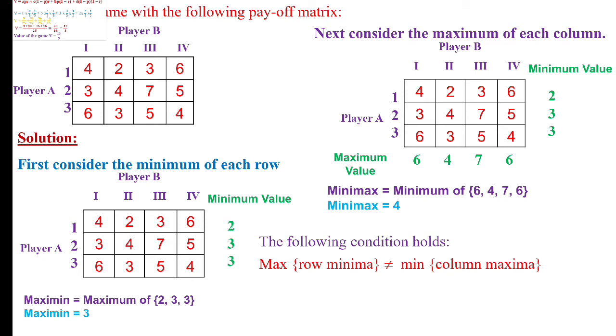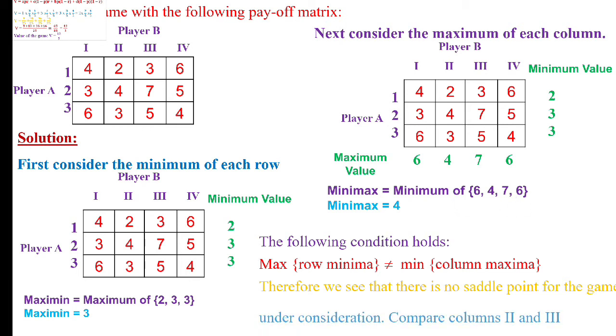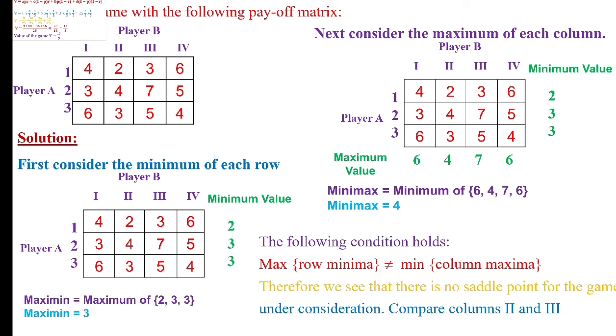The maximum of the row minimums is what we call maximin, and the minimum of the column maximums is called minimax; they are not equal. Then we need to apply the principle of dominance rule. Then we can say that there is no saddle point for the game. That means we are not directly getting the value of the game. Then we can proceed.